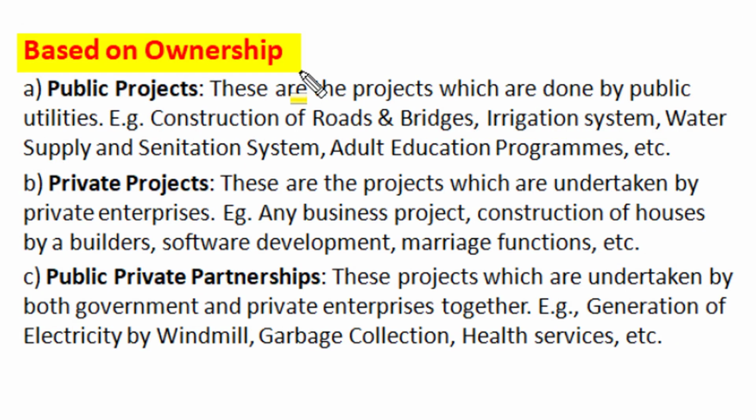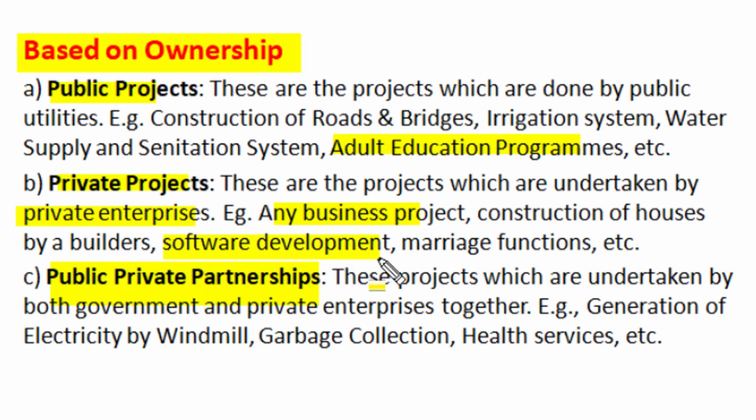Based on ownership of the project, we have public projects, private projects, or some combination of public and private partnership projects. In public projects, projects are operated and financed by public utilities or government, such as construction of highways, bridges, irrigation systems, water supply systems, or sanitation systems in urban regions, or an adult education program in a state or nation. Whereas private projects are undertaken by private enterprises or corporates. Any business or industrial project is a private project. Construction of houses by a builder is a private project.